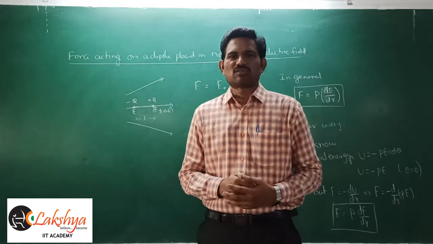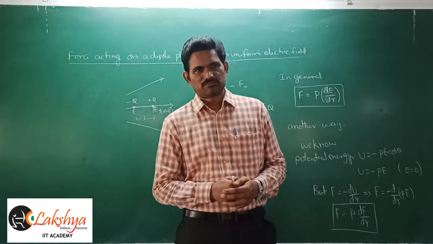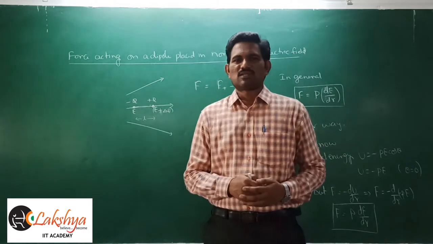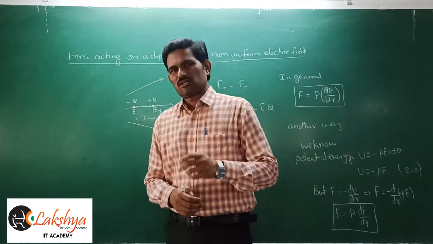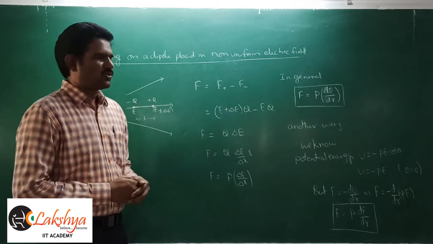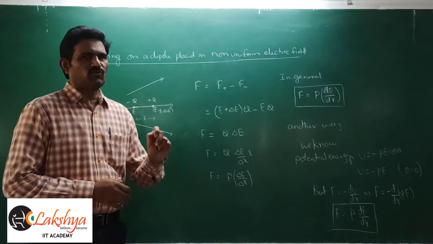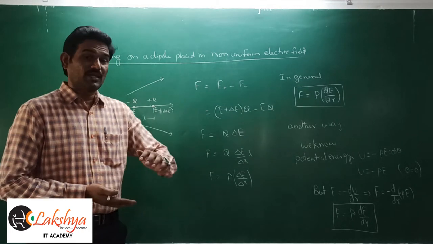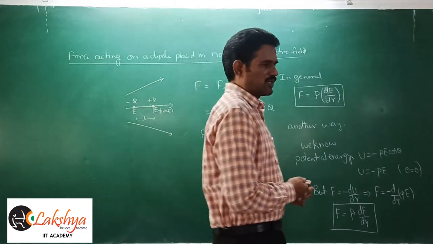We derived the formula in the previous class, tau is equal to p E sin theta, right? That is the case when it is placed in a uniform electric field. When it is placed in a non-uniform electric field, the torque acting on the dipole may or may not be zero, and the force also may or may not be zero. That means we can't conclude that the force acting on the dipole is non-zero when it is placed in a non-uniform electric field. It may be zero, even though it is placed in a non-uniform electric field.